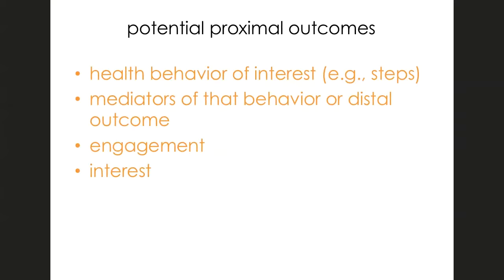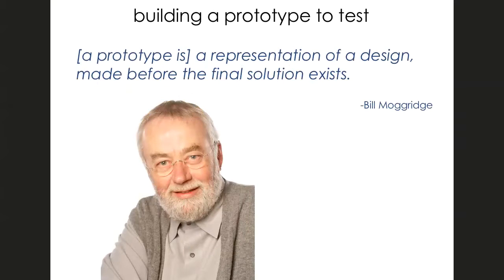Health behavior of interest might be one type of proximal outcome. A mechanism through which you think the change is accomplished might be another one. But then, really, for designing compelling, useful systems, you should also think about components that have usability and the use of the system as one of the outcomes. So you can think about engagement. You can think about whether an intervention component that was just sent to them was opened, as potential proximal outcomes that you would be testing as well.